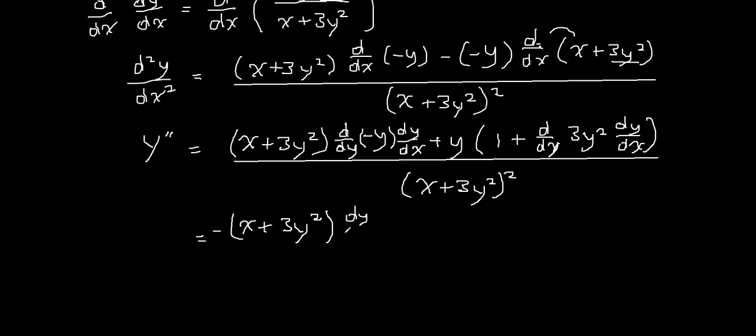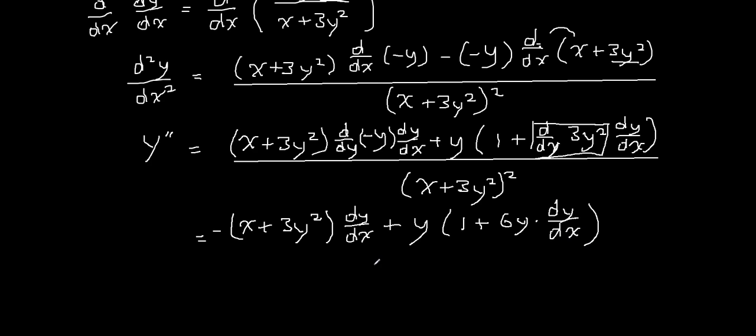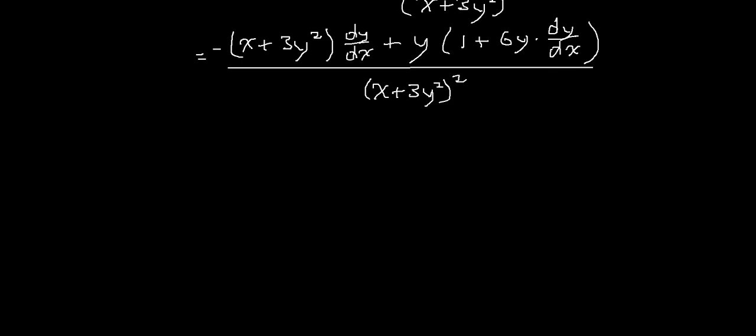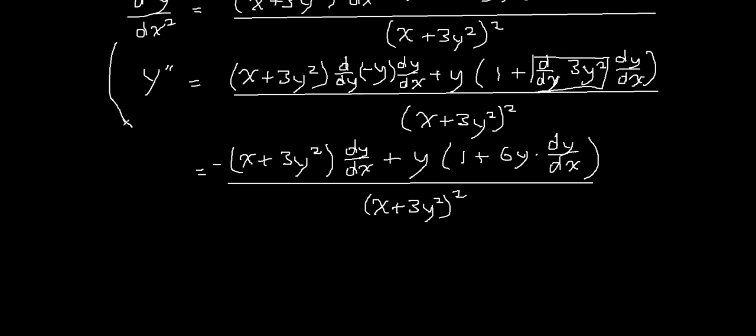Times dy over dx, dy over dx, plus y, 1 plus, and this chunk over here is just 6y if you use the power rule, and times dy over dx, again all over the denominator, squared, so x plus 3y squared. Okay. Alright.